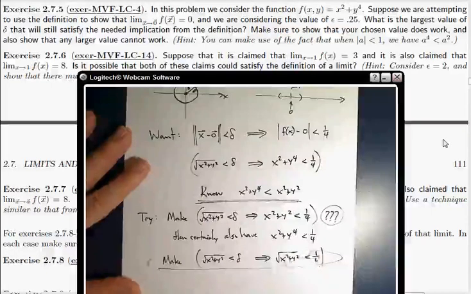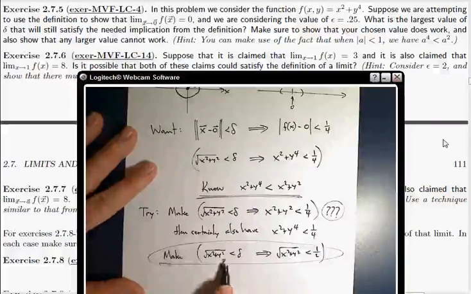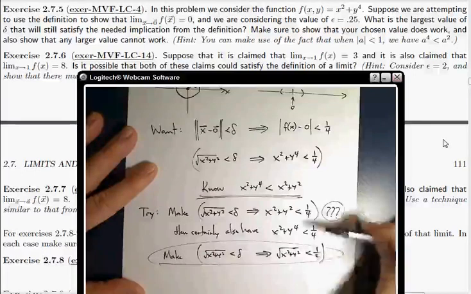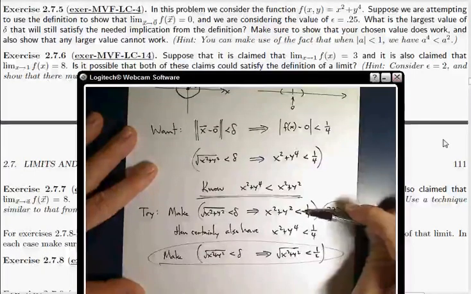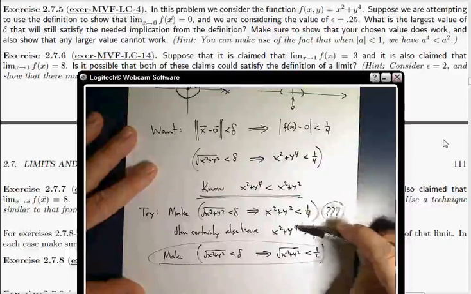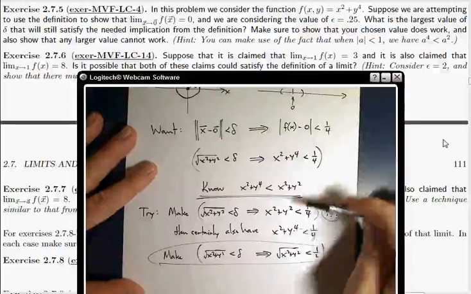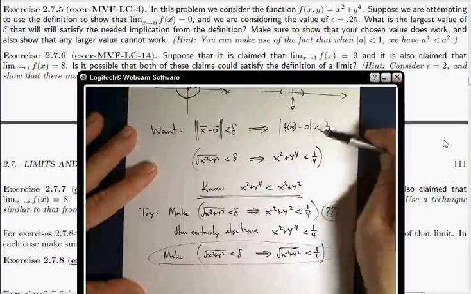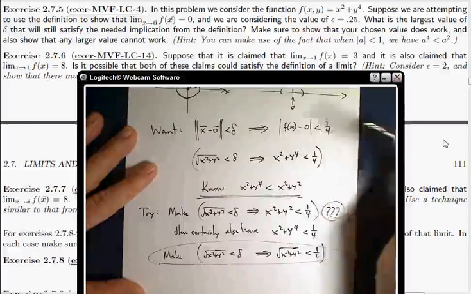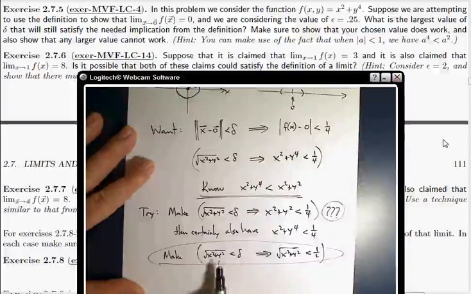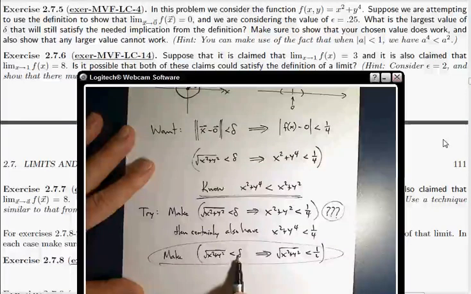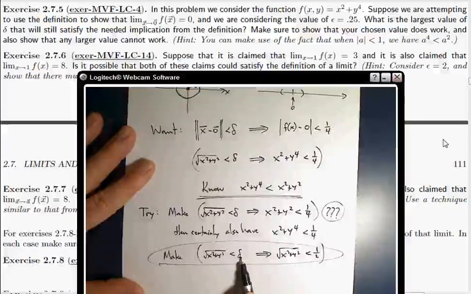If I can make this happen, then I feel like I'm in good shape, because if this value of delta makes that happen, well, that's identical to this, and that certainly implies this, because this number is smaller, and that's what I really needed. So, okay, this is an easy one. What value do I have to make sure this radical is less than to make sure that that radical is less than a half? Well, the half, right, is really the only option.